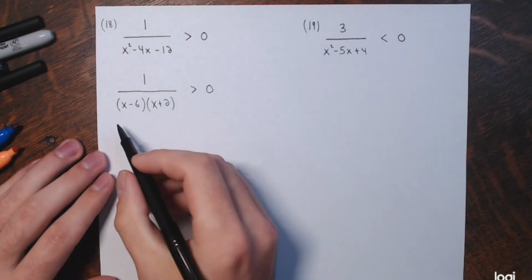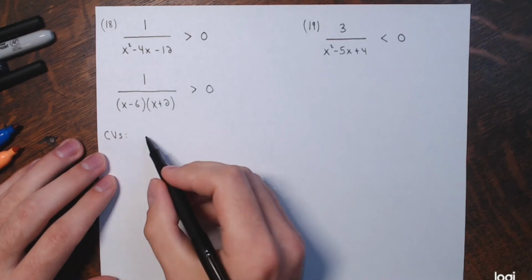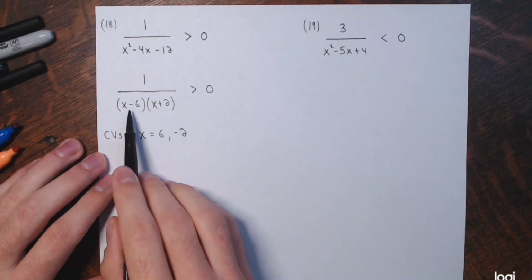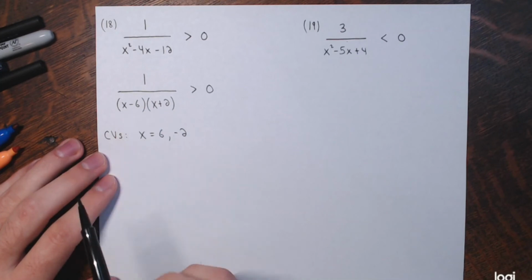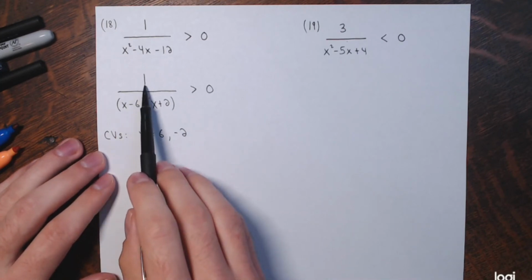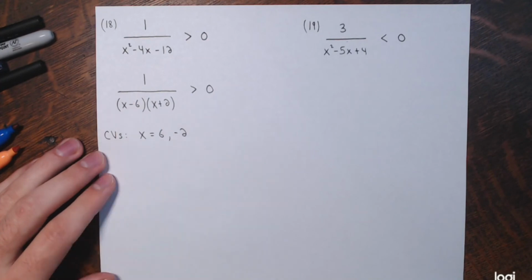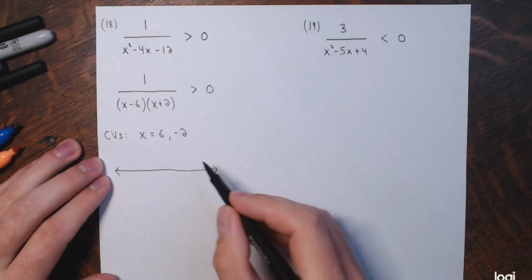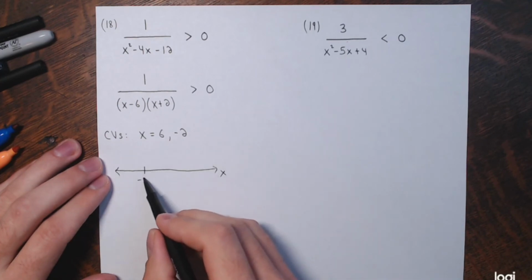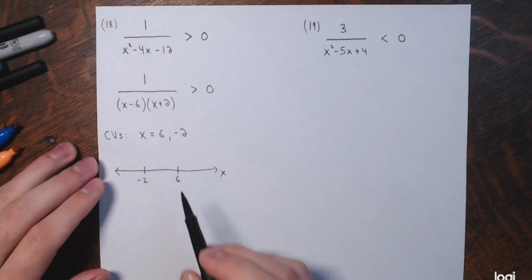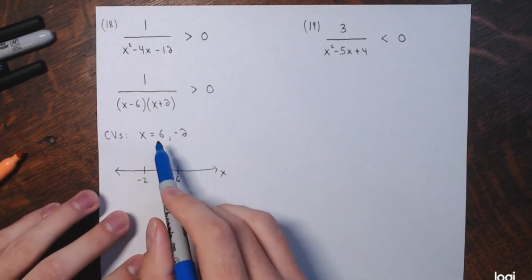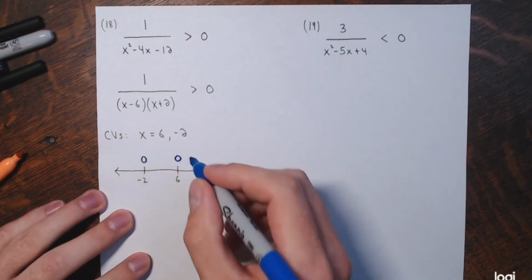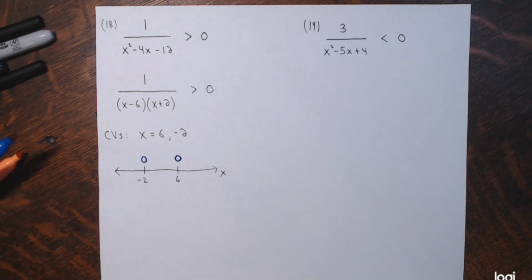Alright, so now the critical values are easy to see: 6, also negative 2. Both of these values would make the denominator of this fraction 0, and nothing makes the numerator 0. It's always going to be the number 1. Then I put these critical values on a number line. So negative 2 would be to the left of 6, and neither one of these is a solution, because both of them make the denominator 0, which is undefined. I can't use them, so I'm putting open points above both of them.